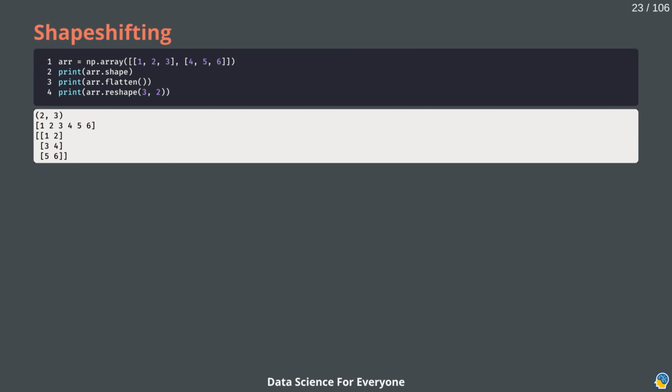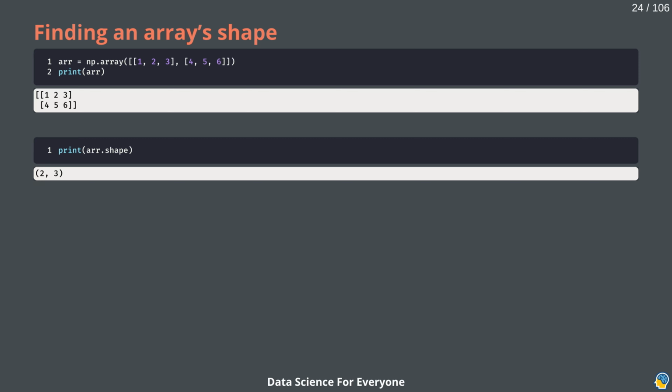Let's look at one of the most useful things about NumPy arrays, their attributes and methods. Attributes are built-in properties of an array, like its shape. Methods are actions we can perform directly on an array. For example, flatten and reshape are methods that allow us to adjust how an array is structured. The shape attribute tells us the structure of the array. It returns a tuple showing the size of each dimension. For instance, a shape of 2, 3 means the array has 2 rows and 3 columns.